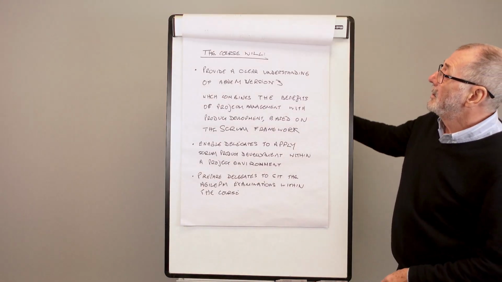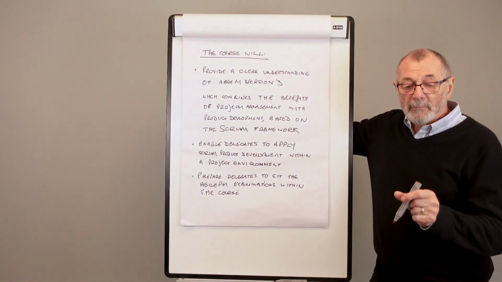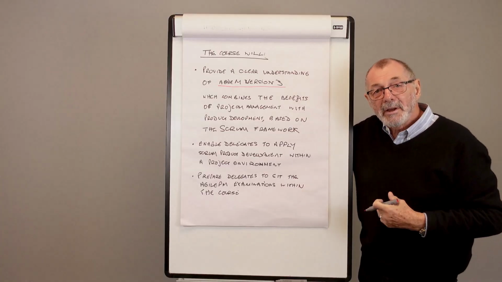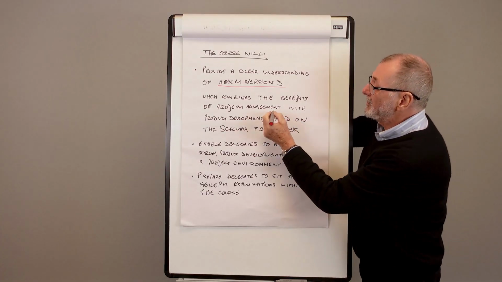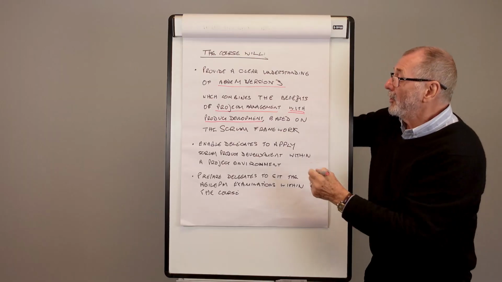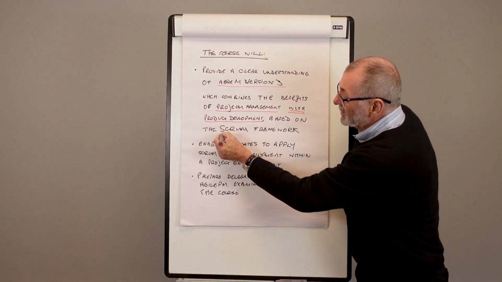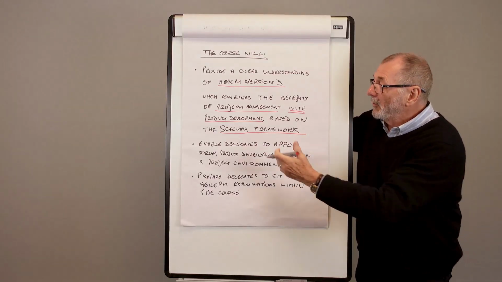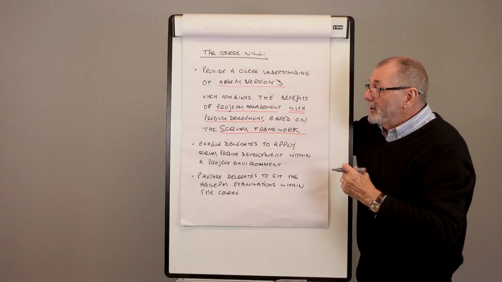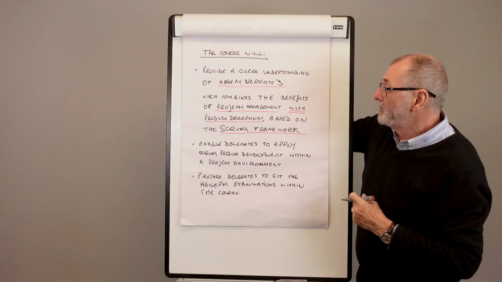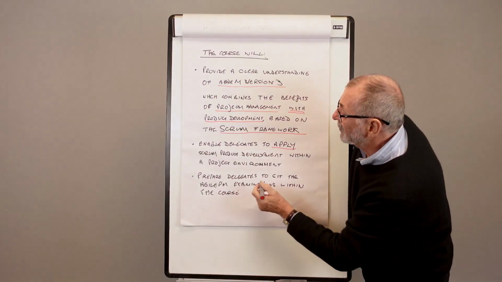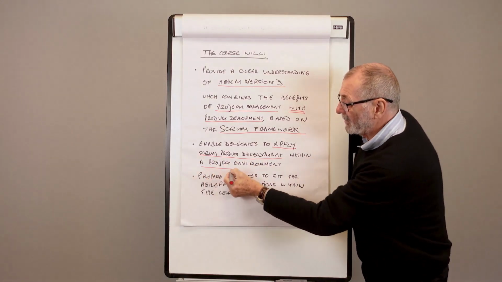So, the course. The course will obviously provide a clear understanding of the latest version of AgilePM. AgilePM is a framework which combines the benefits of project management with product development, and the product development aspect of it is based on the Scrum framework. So it's combining project management and product development and gives a clear understanding of Scrum as well.